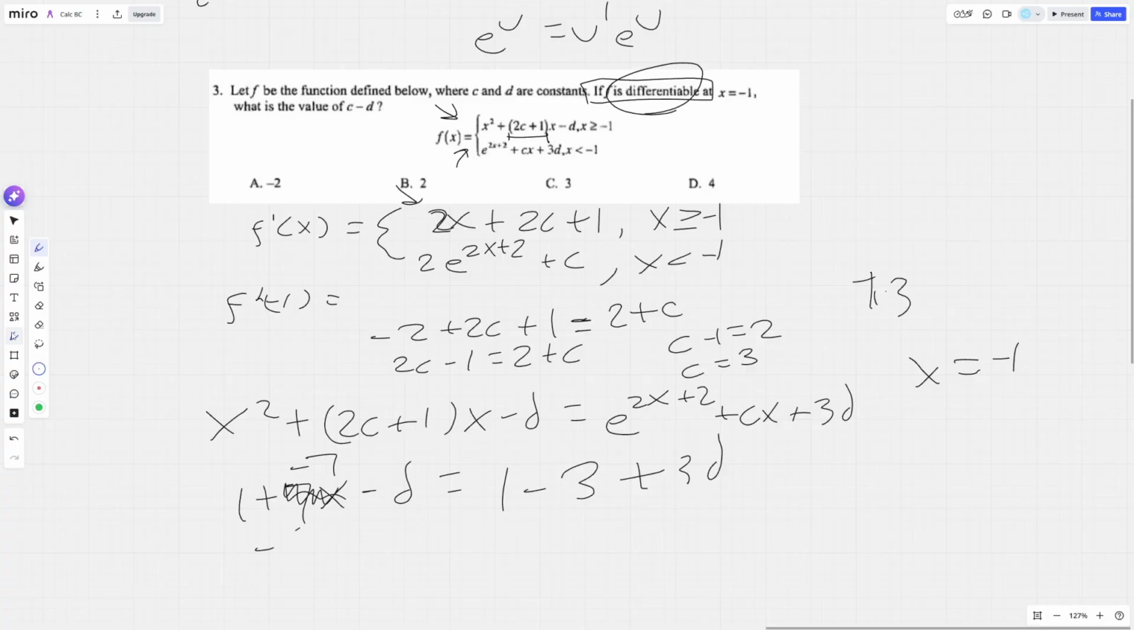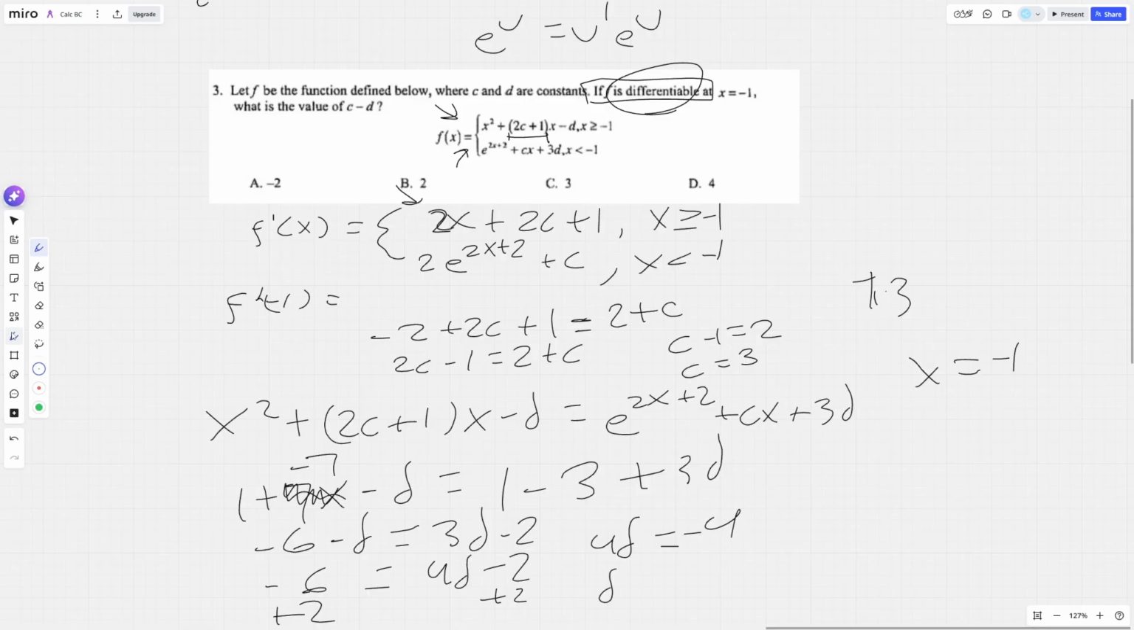So you have -6 minus d is equal to 3d minus 2. We're going to add d to both sides. So now you have 4d is equal to -6 minus 2. Now we're going to add 2 to both sides to get rid of this 2. Now you have 4d is equal to -4, and d is equal to -1. So from earlier, we're given that c equals 3 and d equals -1. So 3 minus -1 gives you 4, giving us d as our final answer.